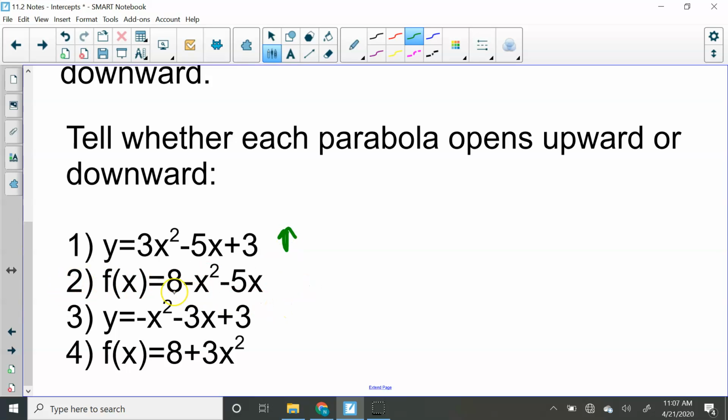For number 2, we're finding the x squared term. Right here it is. We're going to look right in front of it. We see a negative. So this one is going to open downward.